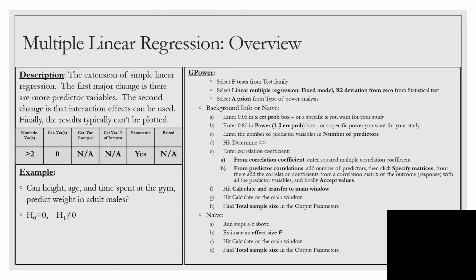Let's examine multiple linear regression now. It's an extension of simple linear regression. The change is we can have more predictor variables. We can have 2 or more. And there's another change in which the interaction effects can be used. So we can look at the interaction between different predictor variables.